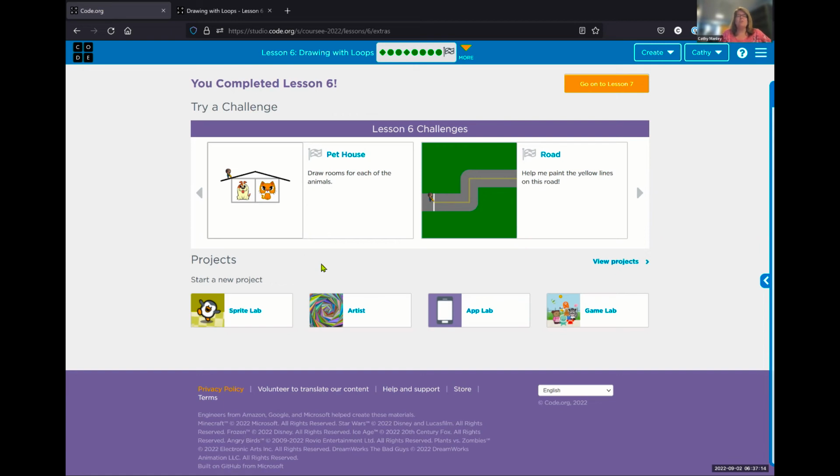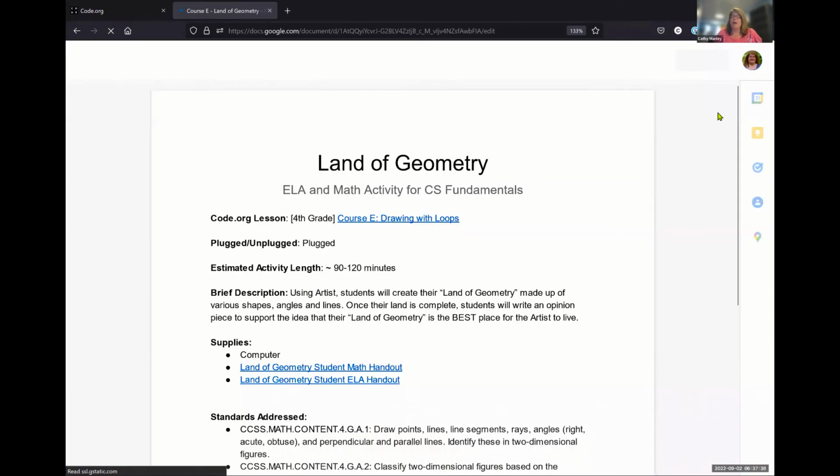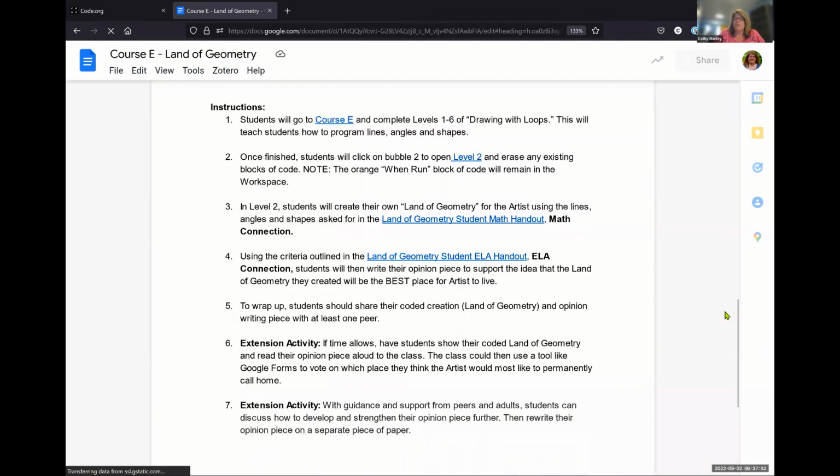The other thing I wanted to point out here is if we go to the lesson plan for this activity and scroll to the bottom, there is a cross-curricular activity called the Land of Geometry. You can see the standards assessed are both math standards as well as ELA standards. If you click on that Land of Geometry activity, it really walks you through, it has resources for you, and it has them working with geometry to create this land of geometry, but then also writing an opinion piece supporting why that land of geometry should be the best place for the artist to live.